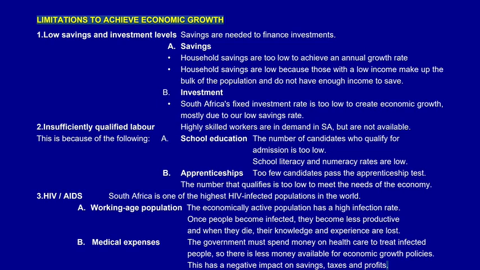So the three things that limit our growth are, first of all, the low savings, which then leads to not enough money available for investment. Secondly, the insufficiently qualified labor as a result of the school education and the apprenticeships. And the third point is HIV and AIDS, because the working population is decreasing and government has to spend money to treat infected people, which makes less money available to spend on other things.